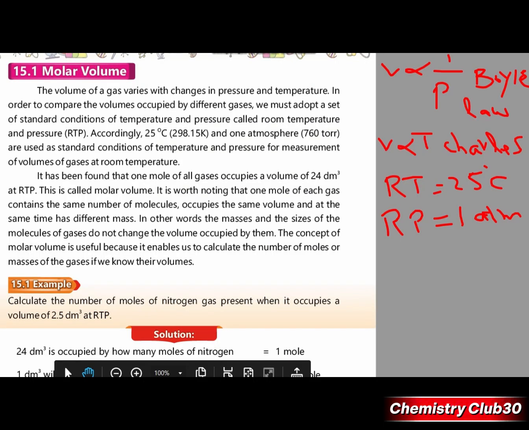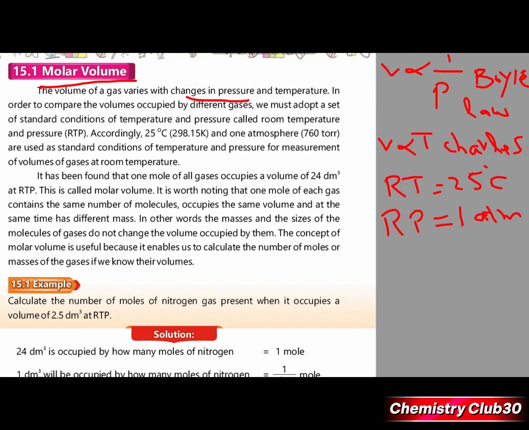Let's start our first topic of this chapter, which is molar volume. Volume of gas varies with change in pressure. Previously we have studied different laws, and one of them was Boyle's law. According to Boyle's law, volume is inversely proportional to the pressure. So if pressure is high, volume will be less.